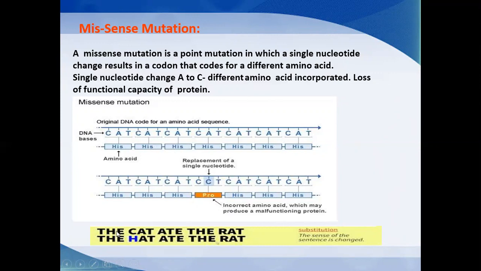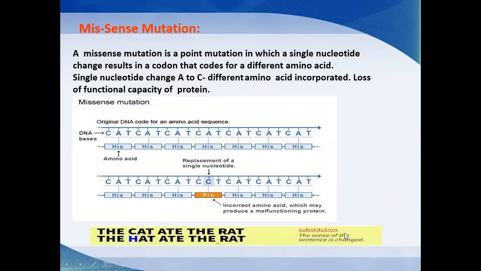One more analogy for missense mutation is "the cat ate the rat." This is a sentence having three-letter words. In one of the three-letter words, a letter is replaced by another letter, and the meaning is completely changed. So the C is replaced by H, and the sentence becomes "the hat ate the rat." So the sense of the sentence is changed.